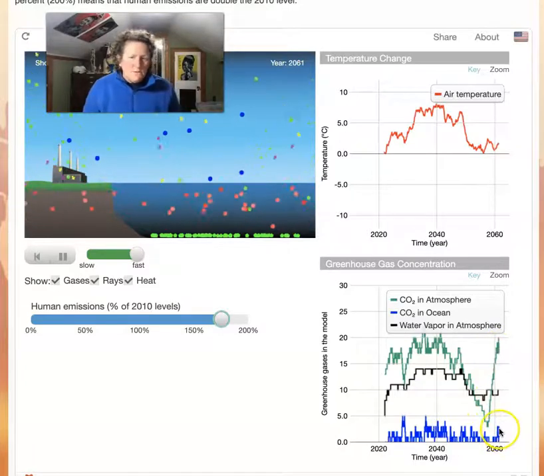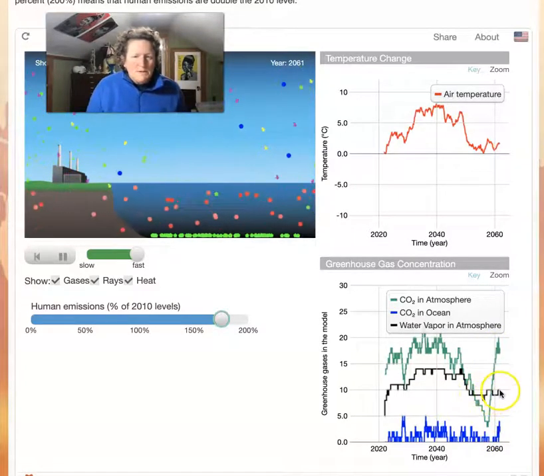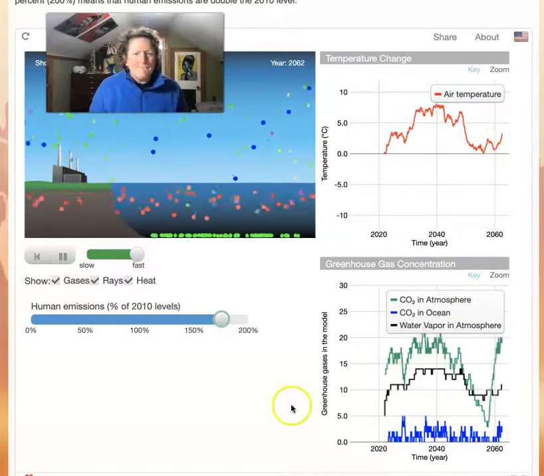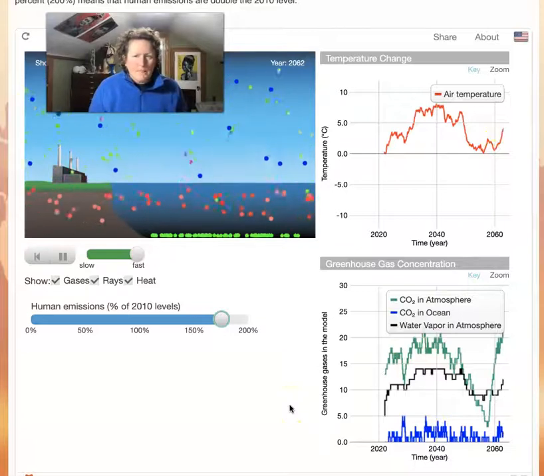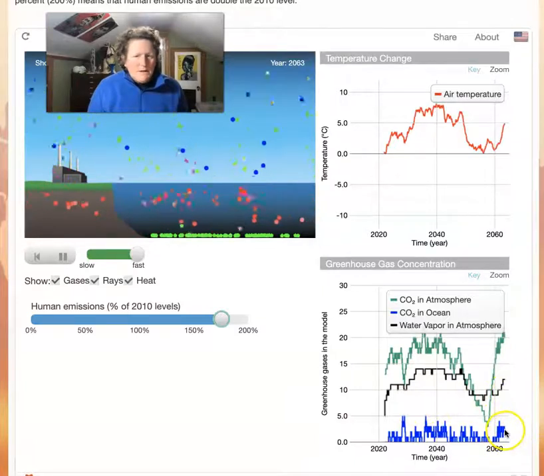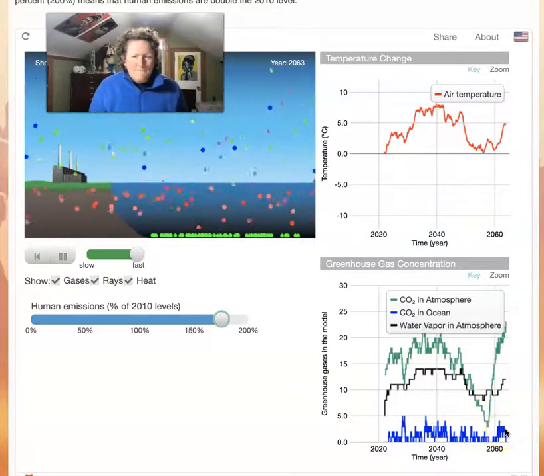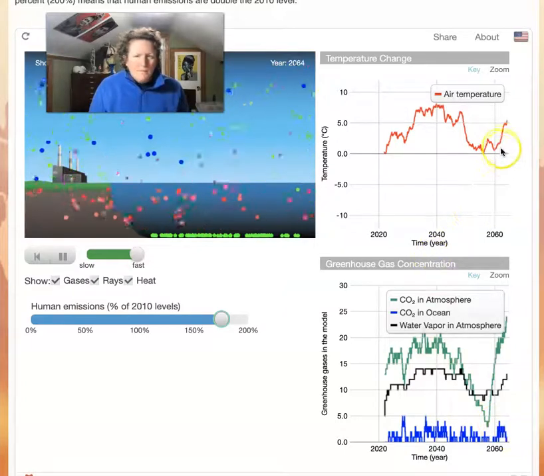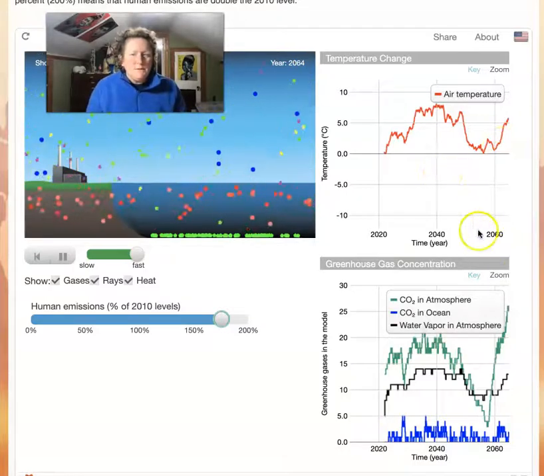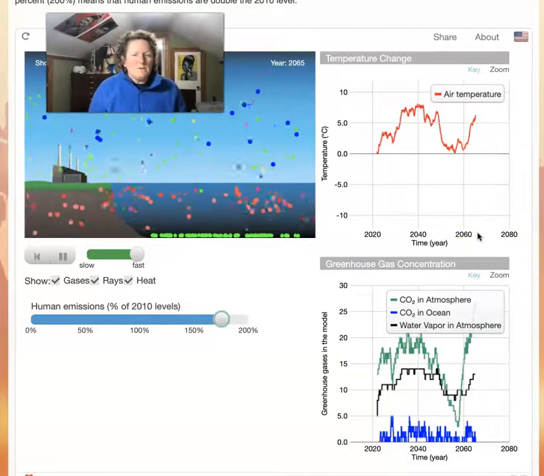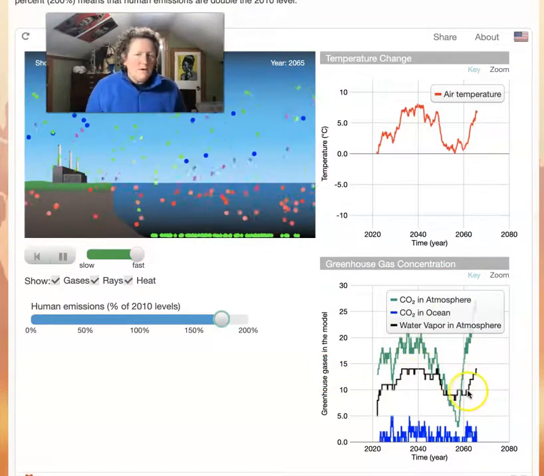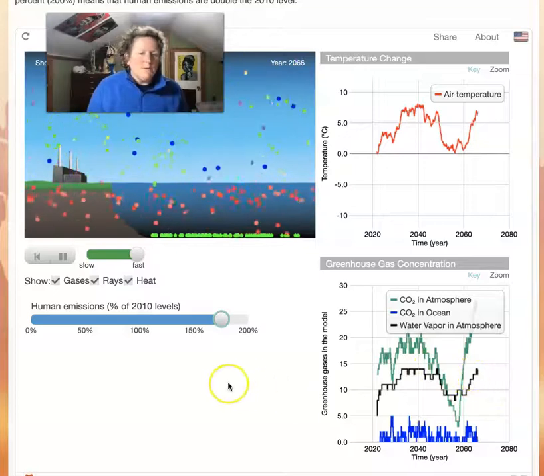Carbon dioxide in the ocean's taking off. Water vapor hasn't caught up yet because the temperature hasn't started to rise so much yet. There the water vapor goes. There's the carbon dioxide in the ocean going up. There's the air temperature going up. We don't have the ocean temperature, but we can guess that the ocean temperature is going up as well. And so when the ocean temperature goes up, the water gets warmer, it puts more water vapor into the atmosphere.